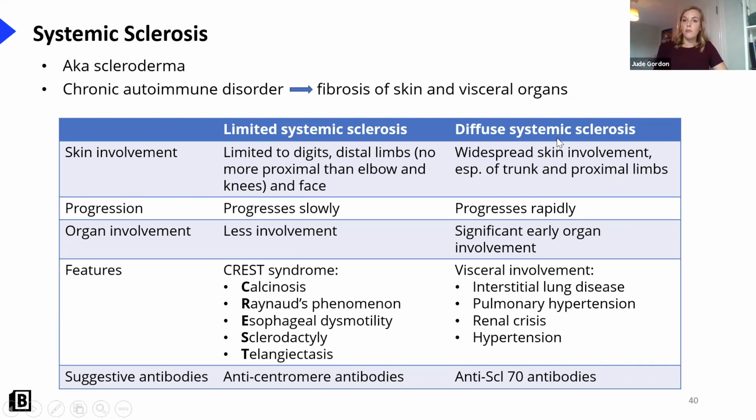With the diffuse type, you get much more widespread skin involvement, and it's especially worse in the proximal limbs and in the truncal region. It progresses much more quickly, and there's usually more significant and early organ involvement, such as interstitial lung disease, pulmonary hypertension, renal effects, and hypertension. It's important to say that on the previous slide there were options for anti-nuclear antibody and also rheumatoid factor, and both of those may well be positive in this condition. But as we've said a few times now, they're positive in quite a few of these, so they're less specific for it.